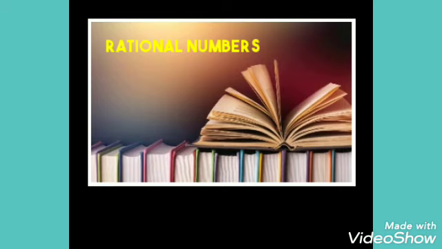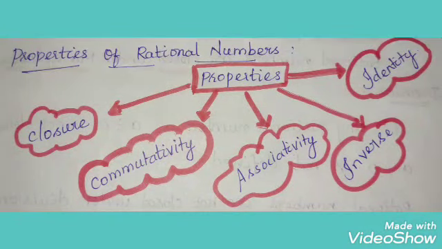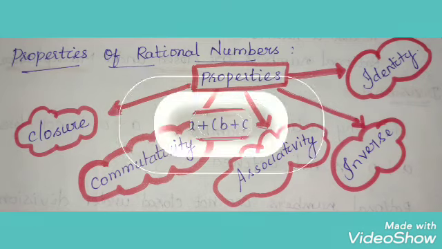In the previous class, we have seen about properties of rational numbers. In that, closure property, commutativity, over. In today's class, we are gonna discuss about associativity, inverse, and identity. We have seen closure property for addition, subtraction, multiplication and division, and commutative property also we have seen. In this class we see the remaining three properties clearly.